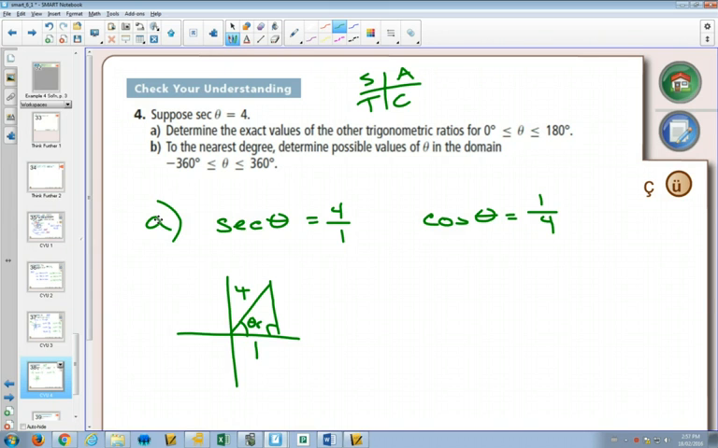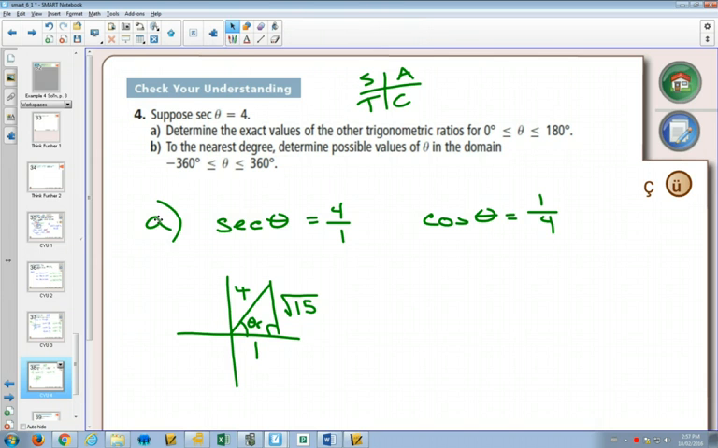Now quick, in your head, a squared plus b squared equals c squared. What's the other side? Square root of 15. Because the hypotenuse, 4 squared is 16, minus 1 squared will give me 15.